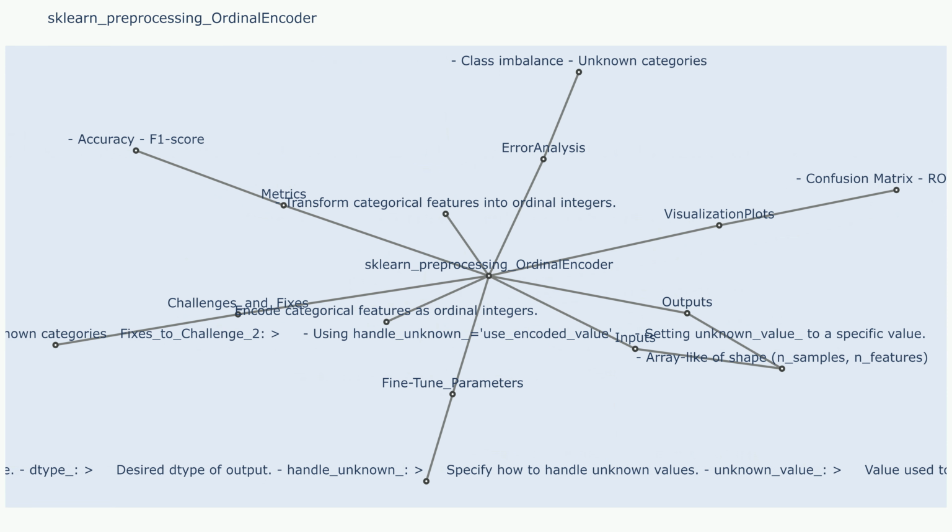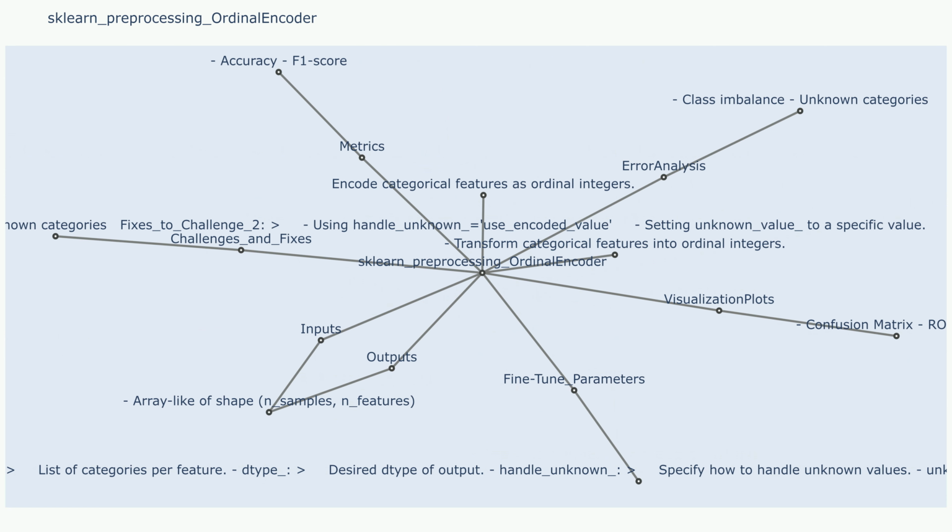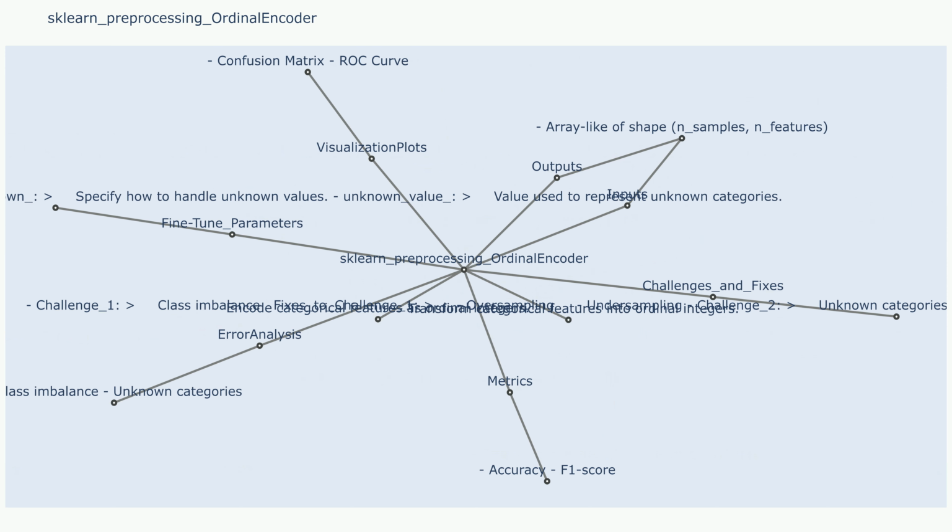Inputs. X: a 2D array-like object, where each row represents a data sample and each column represents a feature. The input data should contain categorical features that need to be encoded. Categories: a list of categories for each feature, where each list item corresponds to a column in the input data. If not provided, the encoder will infer categories from the input data.